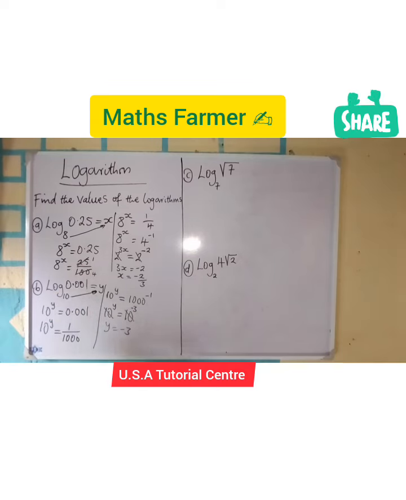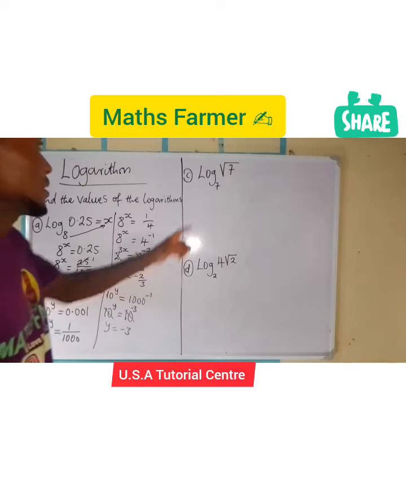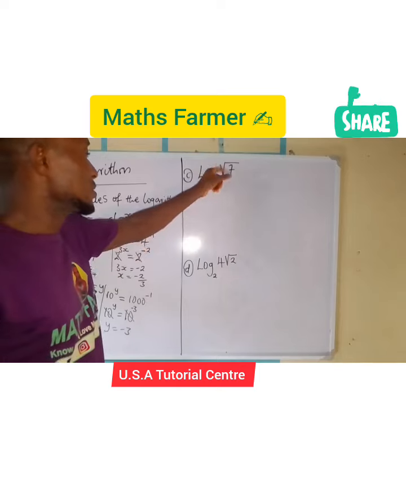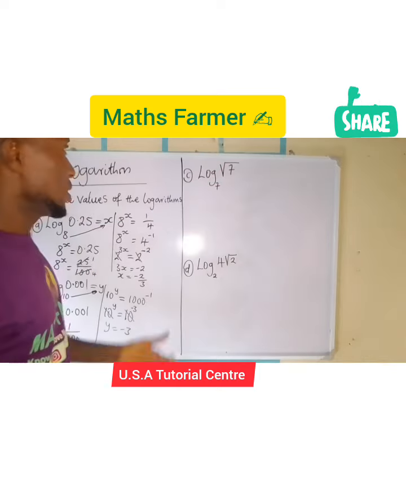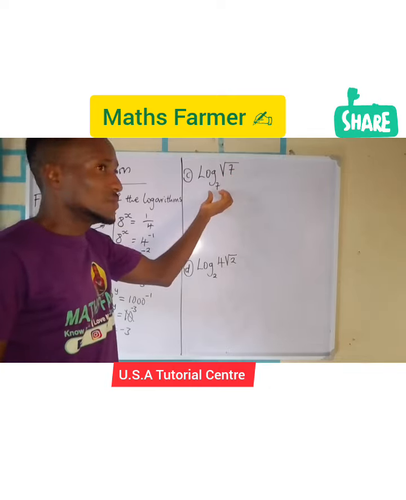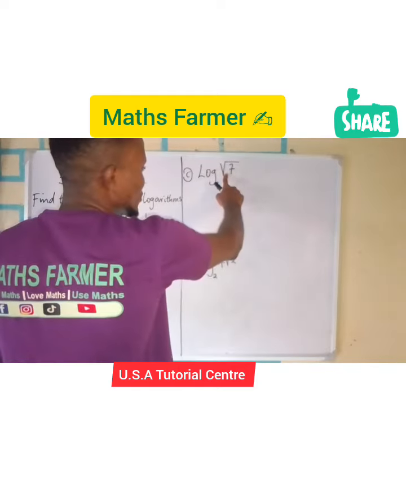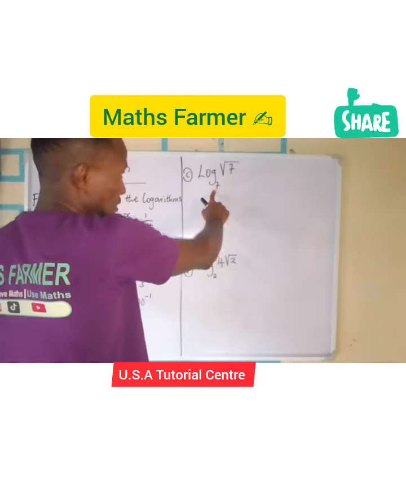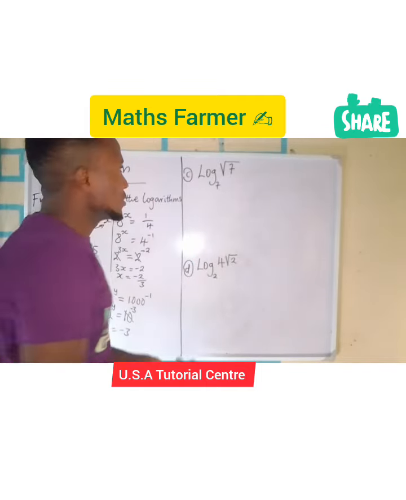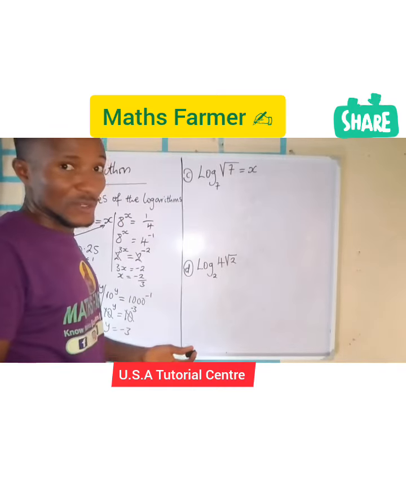Now, moving to the third one, part C, what we have here is the logarithm of root 7 base 7. If you watch here, they gave us the number and also the base. The number here is root 7, while the base here is 7. That means what is missing here is the index or the power. So now we don't know the power. We say let the power be x. You can use any letter of your choice.